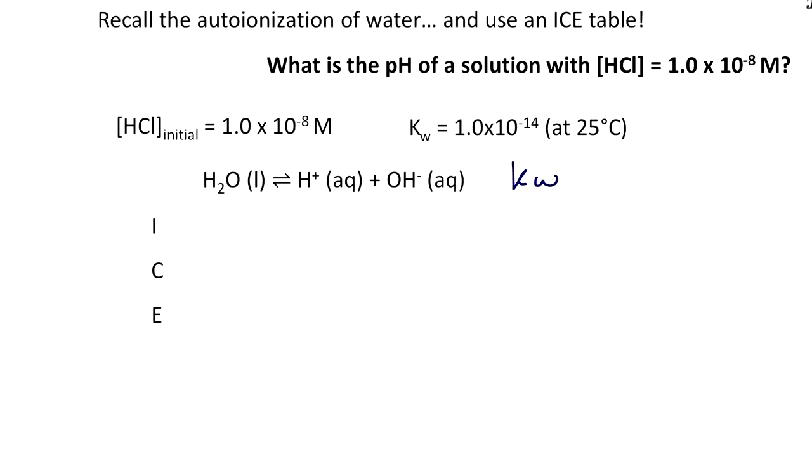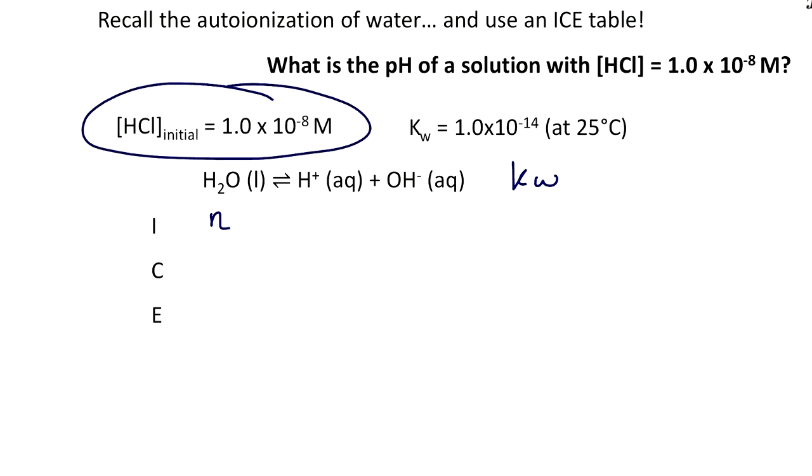Just like before, when we were trying to calculate the pH of neutral water, we said, let's start with a random amount of water. It doesn't matter how much because it never shows up in Kw anyway. But in this example, because we also have a very dilute acid, we want to put HCl into our ICE table as well in the initial conditions. So HCl is going to contribute 1 times 10 to the negative 8 molarity in H plus initially.